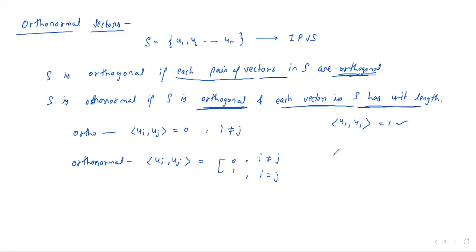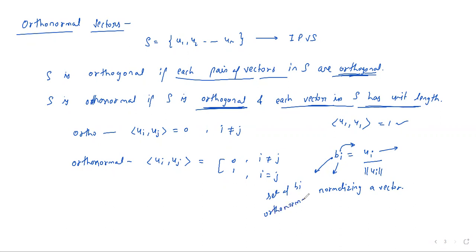So if there is a vector, let's say we are normalizing the u vector. For a vector to be of unit length, we can convert it to an orthonormal vector, which is ui upon norm of ui. This is said to be normalizing a vector. Now this vector bi has a unit length, and the set of bi is said to be the orthonormal vectors. So this is the condition: my vectors have to be orthogonal, and also of unit length.